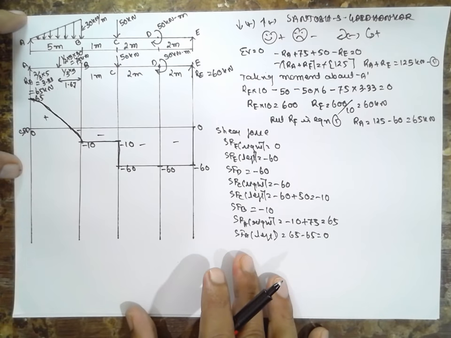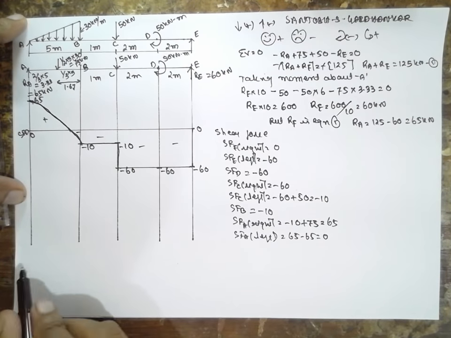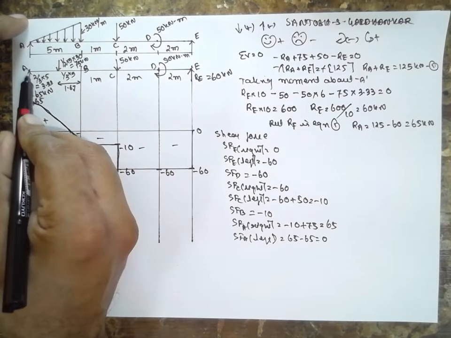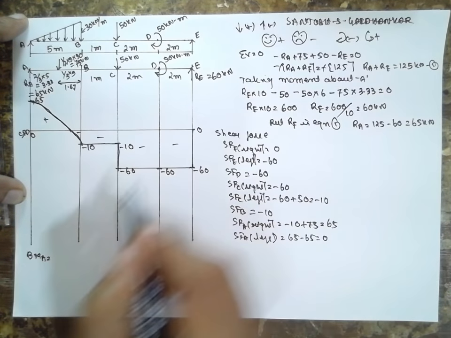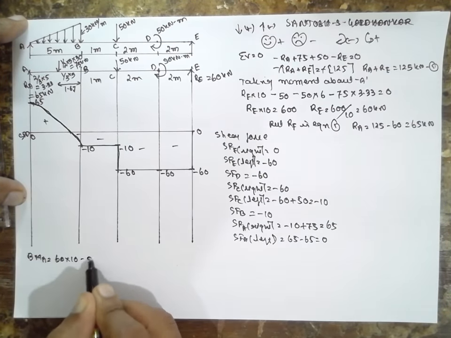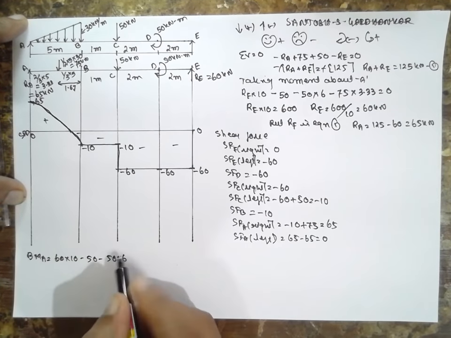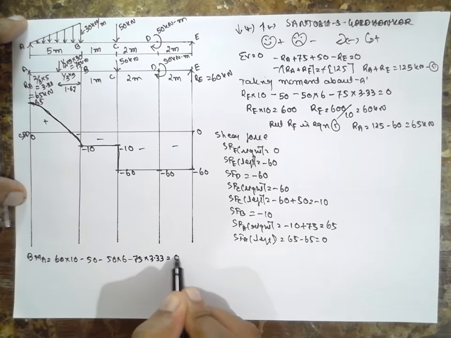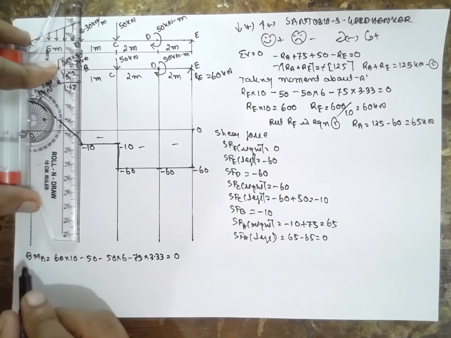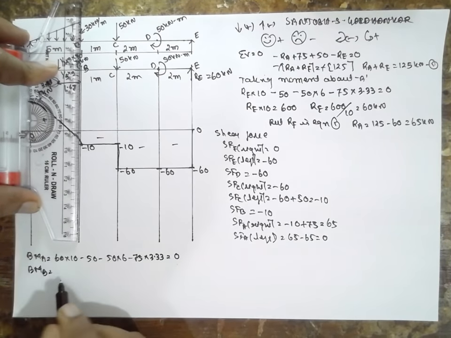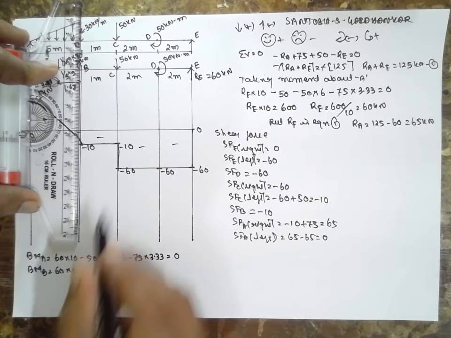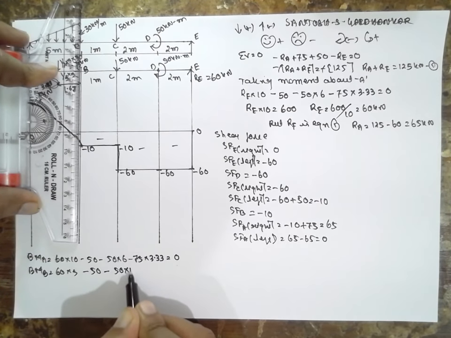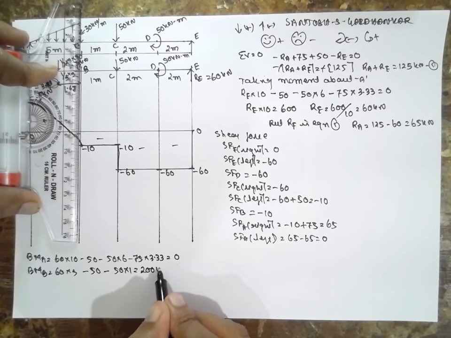Bending moment at A, from E side, 60 into 10, minus 50 into 6, minus 75 into 3.33, it will be 0. Bending moment at B, 60 into 5, minus 50 into 1, 200 kilonewton meter.